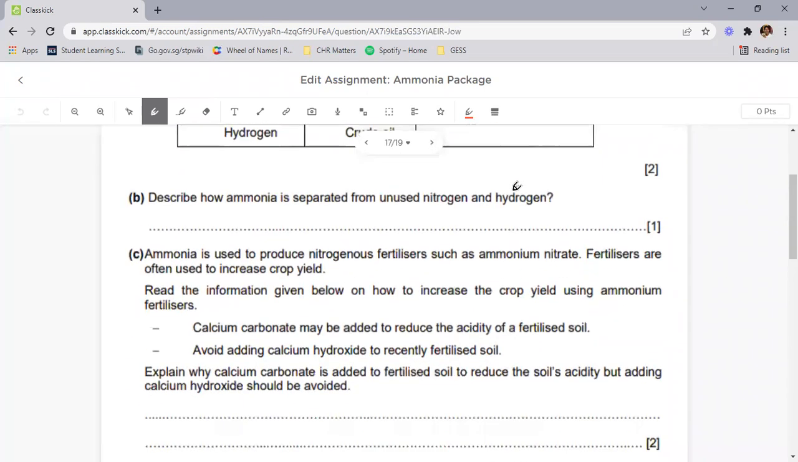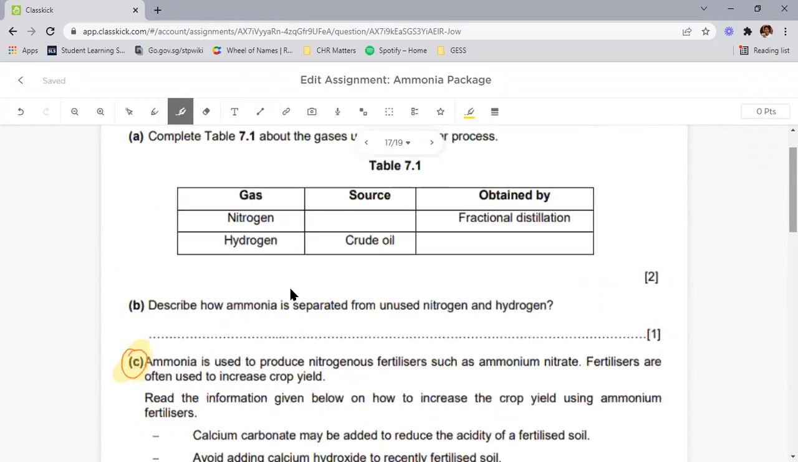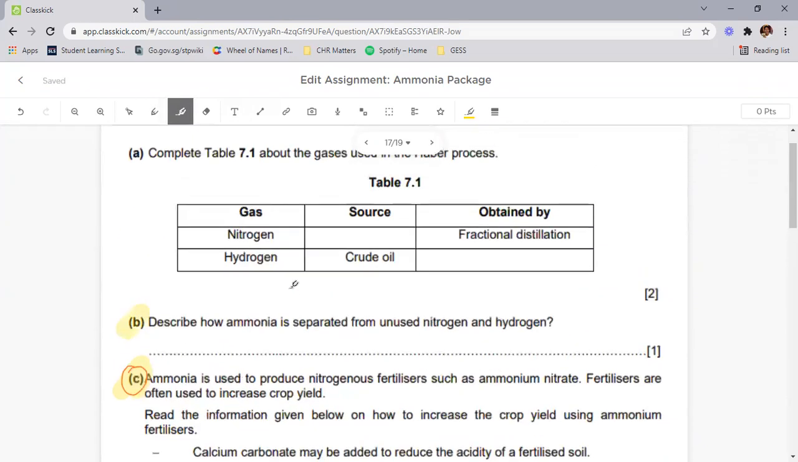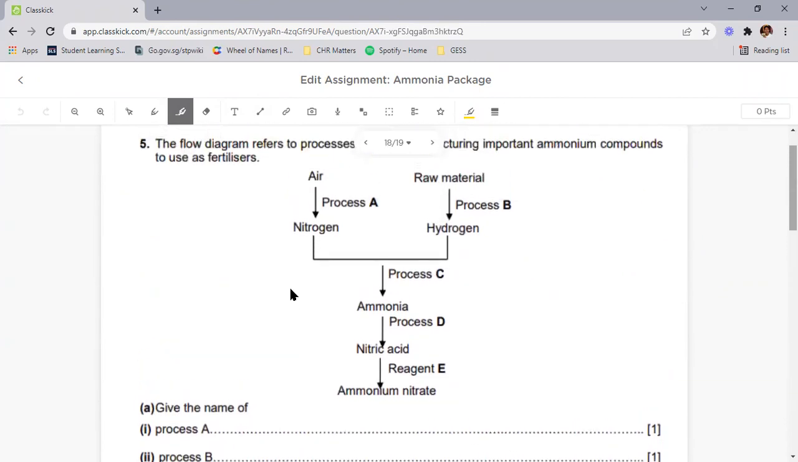Okay. This one, you can see, is another same kind of question that comes out. So this one, I'll leave it to you all to try to answer it. So I'm going to highlight in yellow because we have already sort of gone through it. This one, you can do it. This is the condensation part. This one, you realize the same kind of question keeps coming out.